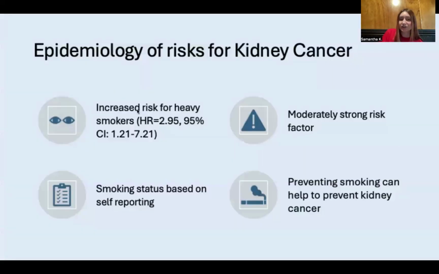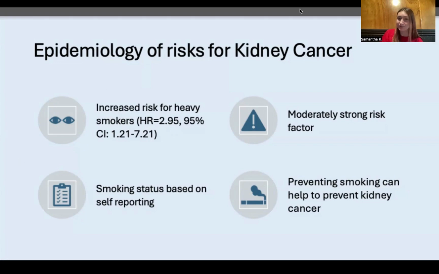So as I said, the study found an increased risk for heavy smokers, and it indicated that it's a moderate risk factor for kidney cancer, especially as you increase your smoking. Some issues with this study were that smoking status was based on self-reporting. So people could introduce bias by over-reporting their smoking habits, and follow-up was done to determine cause of mortality, but it was not done to see a difference in smoking habits, which could skew the results. Overall, the study showed that preventing smoking can help to prevent kidney cancer.